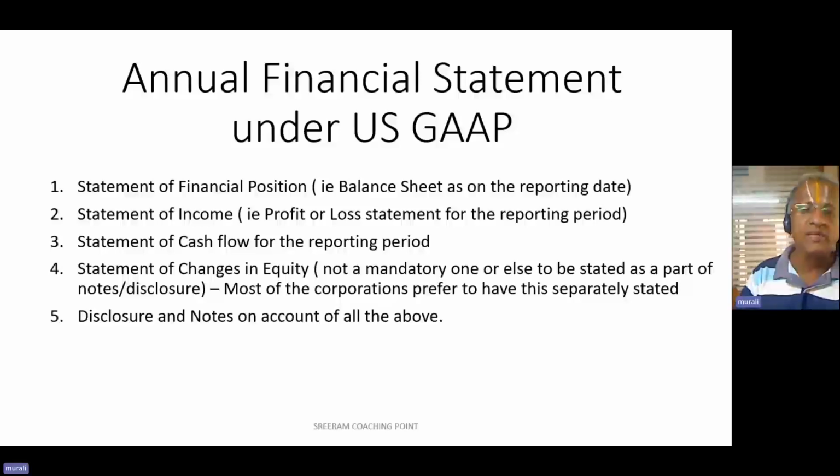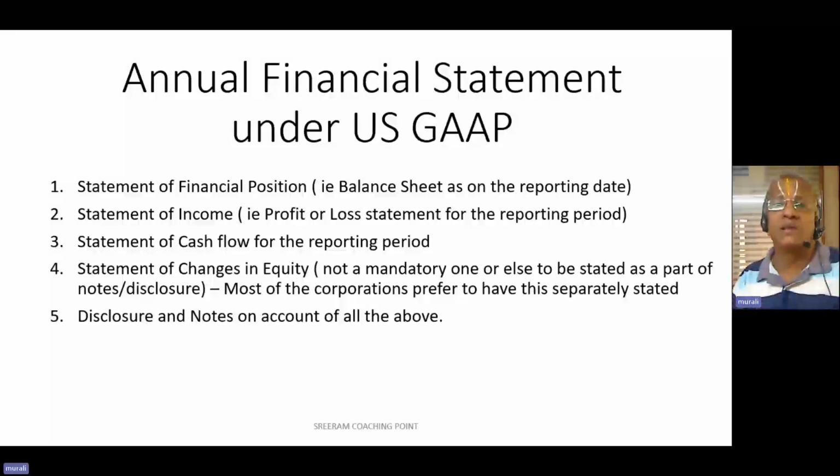The last one, the fifth one, is disclosures and notes on account of all of the above. What do you mean by all of the above? Certain items which need to be explained for better understanding may be there in the balance sheet, that is the statement of financial position, in the statement of income, or it could be an item in cash flow. So not only in the balance sheet, profit and loss account or cash flow, even in the statement of changes in equity, if anything is to be explained for better understanding, you will find all that stated in disclosures and notes on account on all of the above.